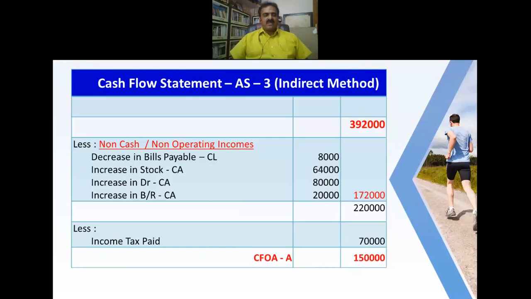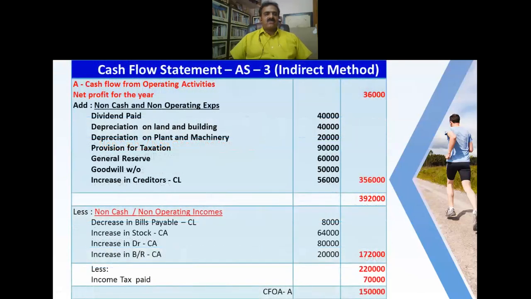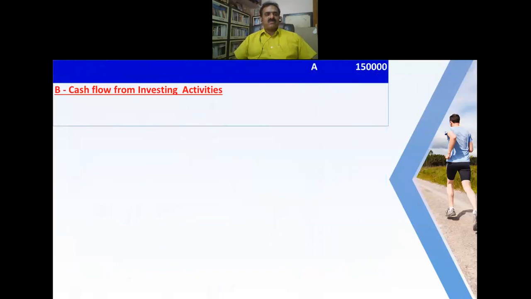2,20,000 minus income tax paid to the tune of 70,000, so the net cash flow from operating activities only, that is A, the part A, is 1,50,000, plus. This is the first part. And this is called the summary of the entire activity, cash flow from operating activities. The second activity is called cash flow from investing activity.